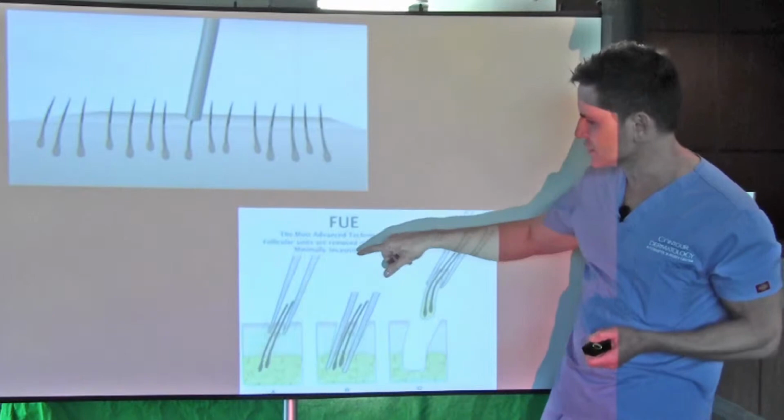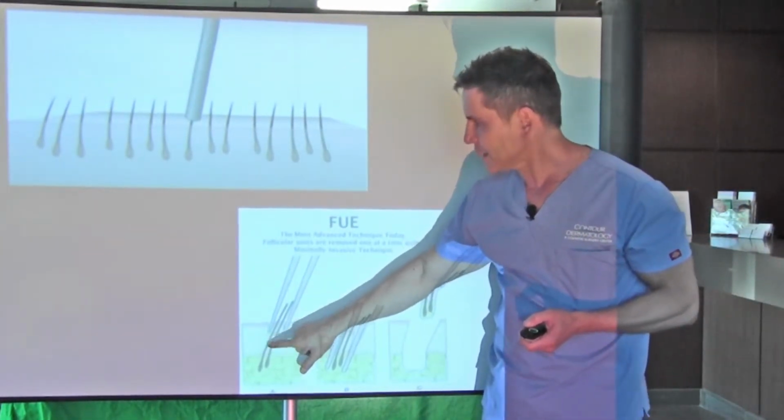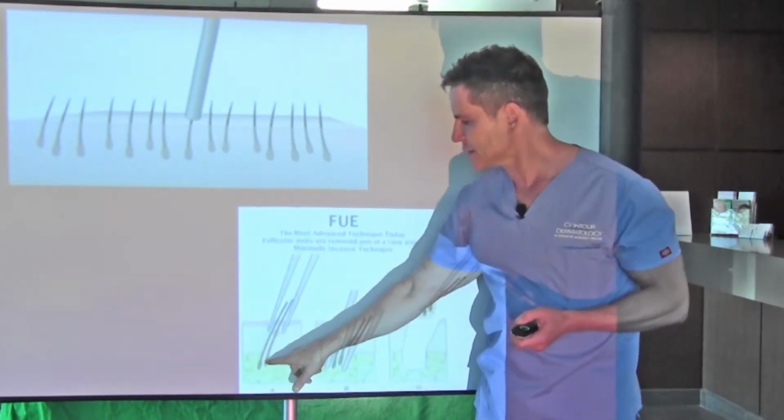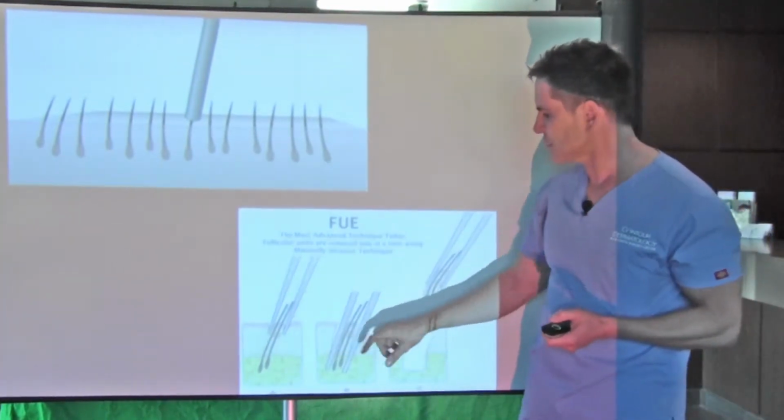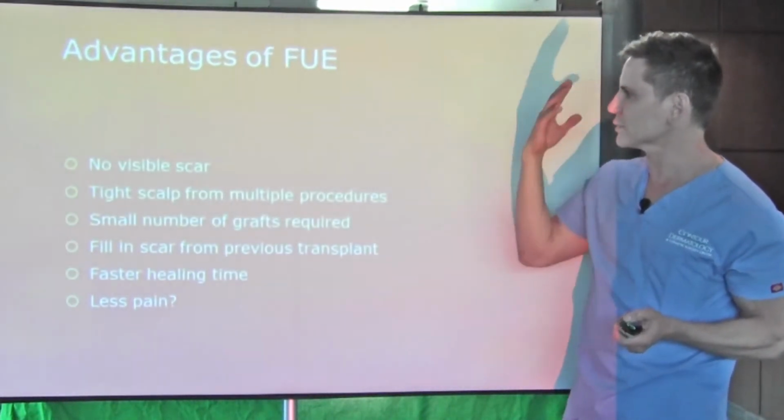And so with this, you can see we try to get the follicular unit. In this case, we're taking an individual hair. Here we're taking double hairs, and then what we do is we make the punch, we pull the hair out, and then we move it to the front of the scalp.